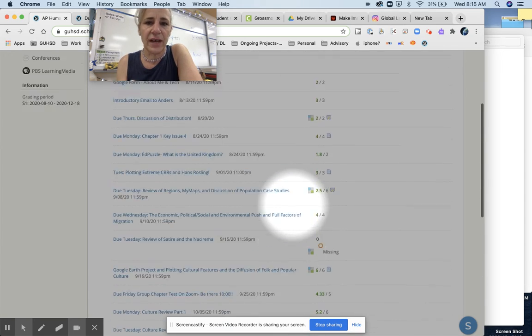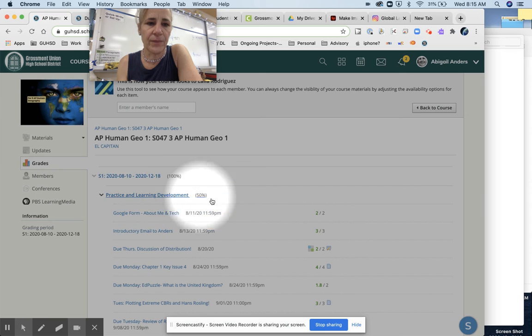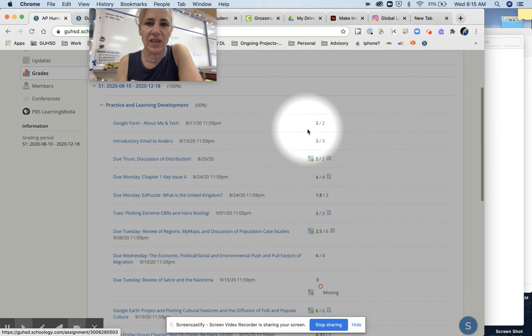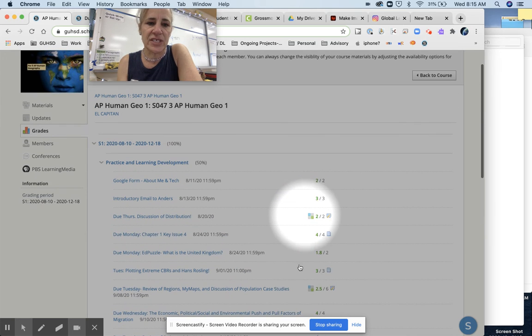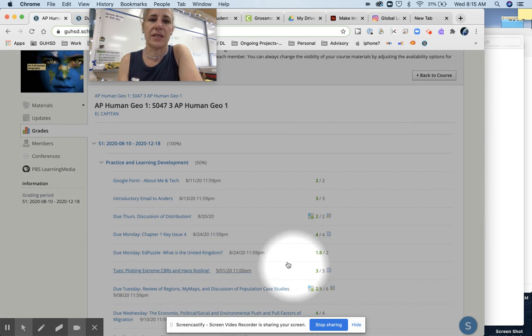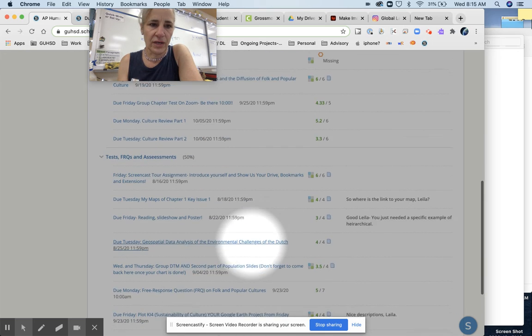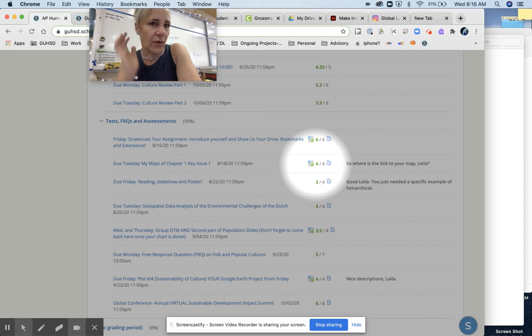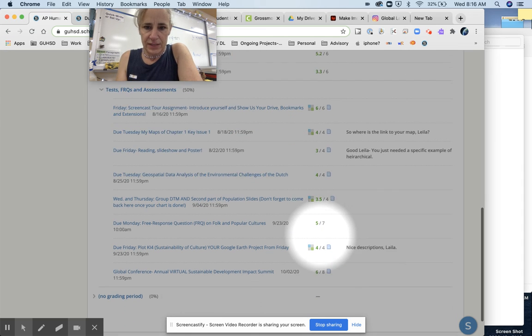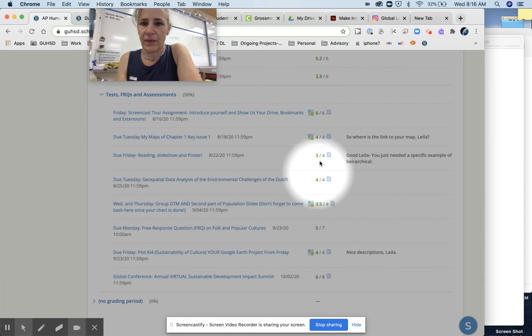But then there are 2 categories. There are practice and learning development, which is 50% of the grades, but you'll notice that there's a lot more assignments in there. So each assignment will not be worth as much, obviously, as the others. The second category is tests, FRQ, which are the short answer essays, and assessments. So that's mostly in the form of writing that they're doing now. So she's done very well in this category.